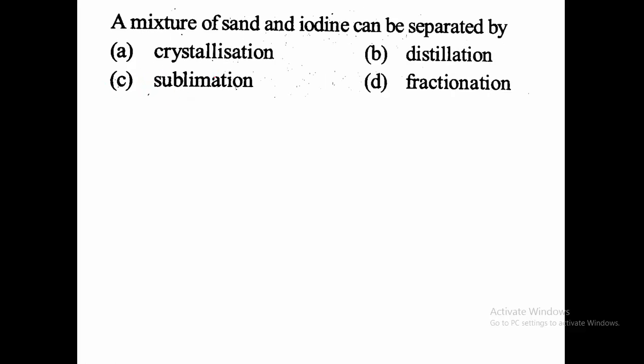Next question. A mixture of sand and iodine can be separated by. As we know, a mixture consists of two or more components. The sand and iodine form the mixture. And to separate these components, we will use different physical methods. For the separation of sand and iodine, we will use the process known as sublimation. Sublimation means the process where solid gets directly converted into gas.